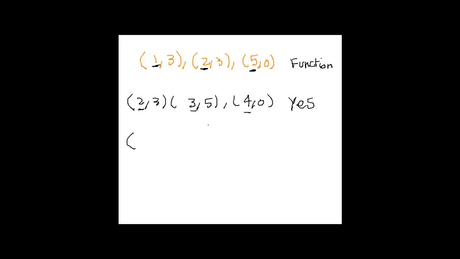All right? Now if I say (1, 0), (2, 7), (1, 2), is that a function? No. Because I see right there a violation of the vertical line test. Very good.